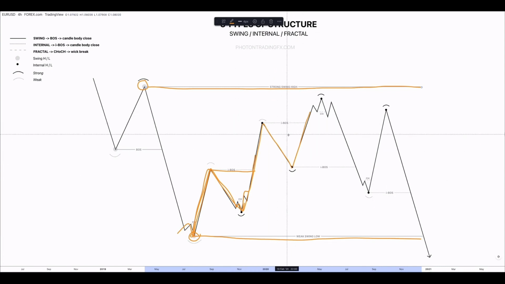So as price starts to pull back up and it gets nearer towards this swing high, we know that the swing high is a strong high, right? Why is it strong? Well, it's strong because it did its job. It broke the swing low, right? It caused a break of structure. It took a lot of money to do that. So that's why we know that this is a strong high.